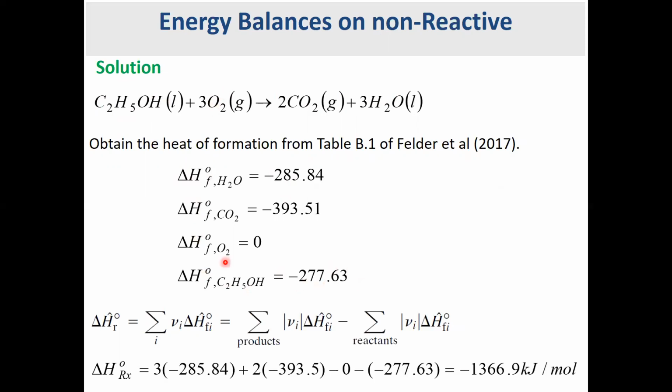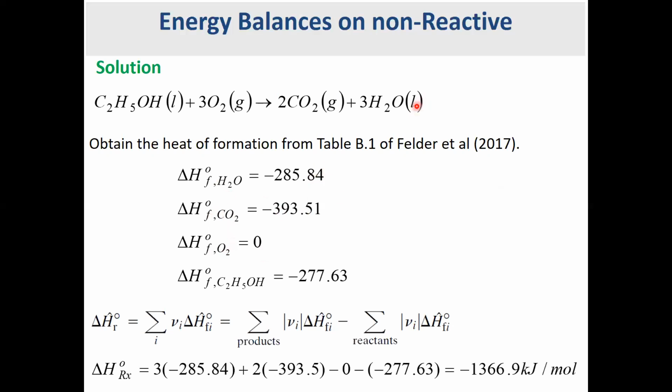For the second component, this is O2. We know the standard heat of formation for O2 is 0. There is no energy for forming. There is no need for any energy to form O2 because it is available naturally as O2. So for CO2, we refer to the table and read, and the same for water.